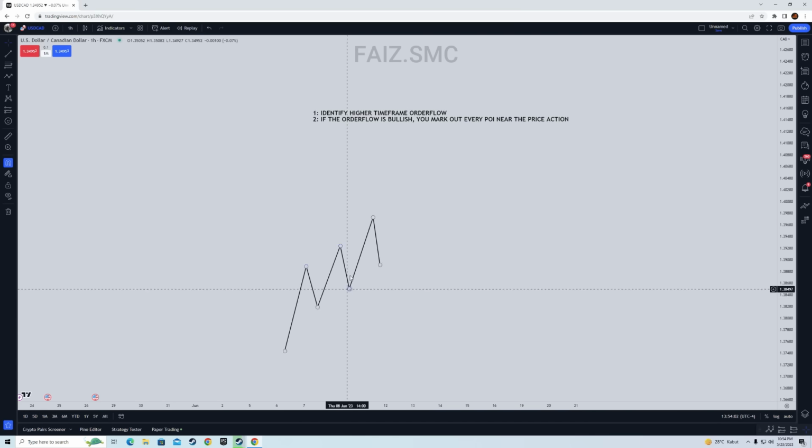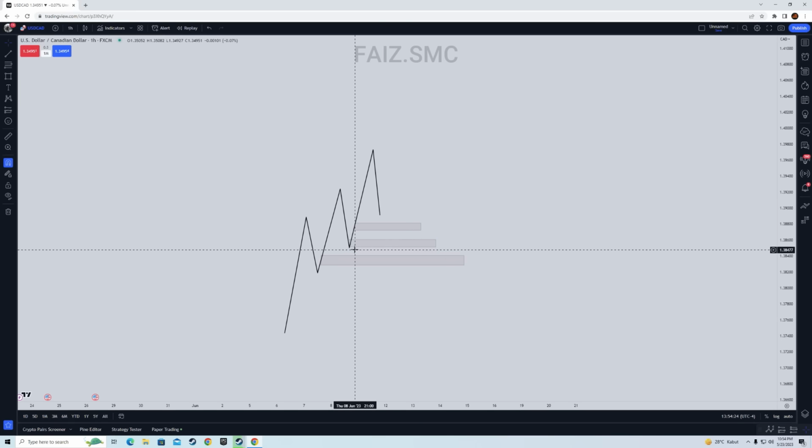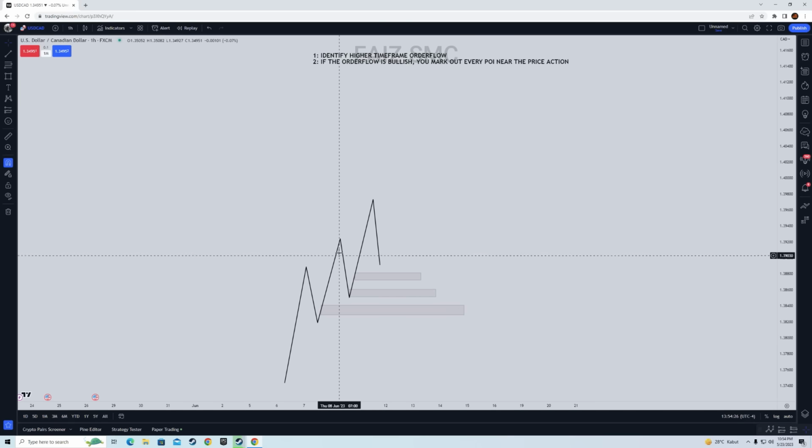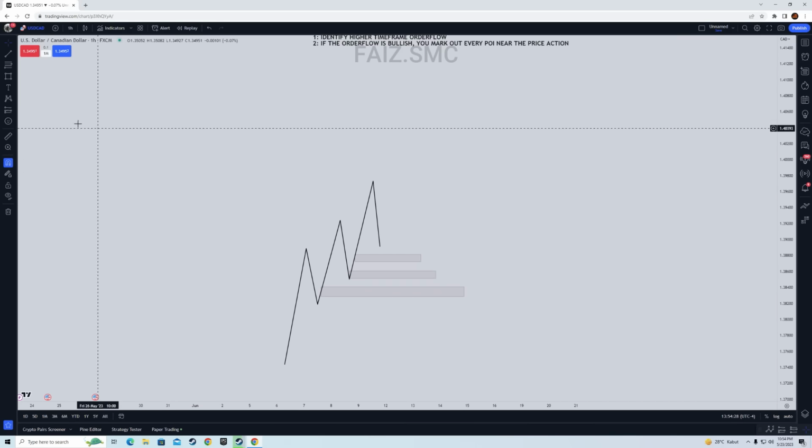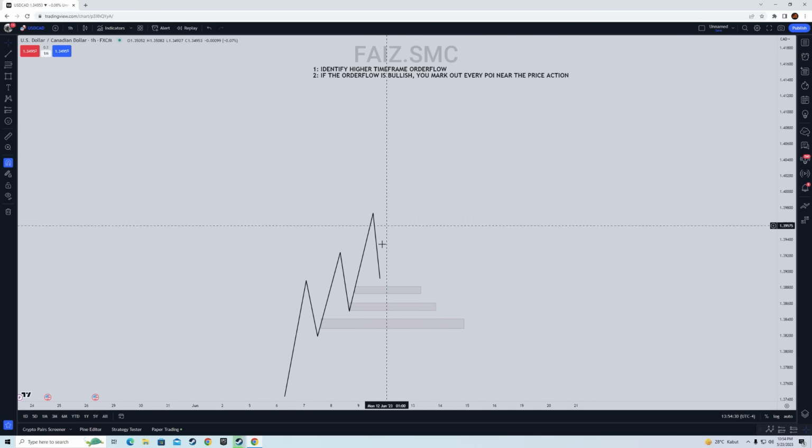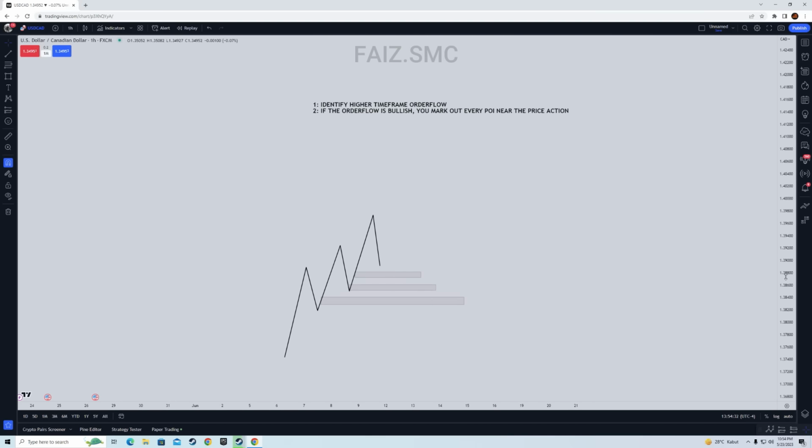So let's say that for this example, the order flow is bullish. Now, what you have to do is mark out every single POI. There could be a fair value gap here, an order block here, right? There could be a fair value gap or order block here. But as I've said before, you cannot be taking your entry from this leg, since this is A, B, C right there. If the order flow is bullish, we want to look for a continuation.